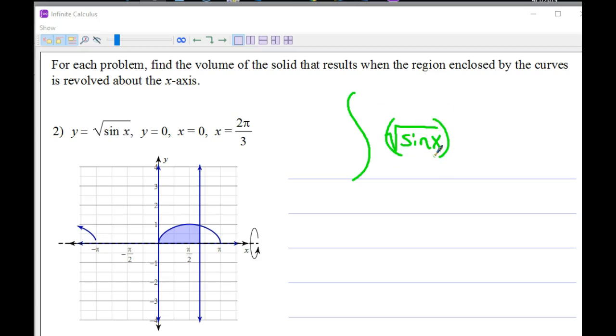Lucia, what's the area of one of the circles of revolution? No radical. Sorry, no radical, you're good. Just pi what? Pi sine x, and that's because it's pi r squared, right? And then that cancels the root.